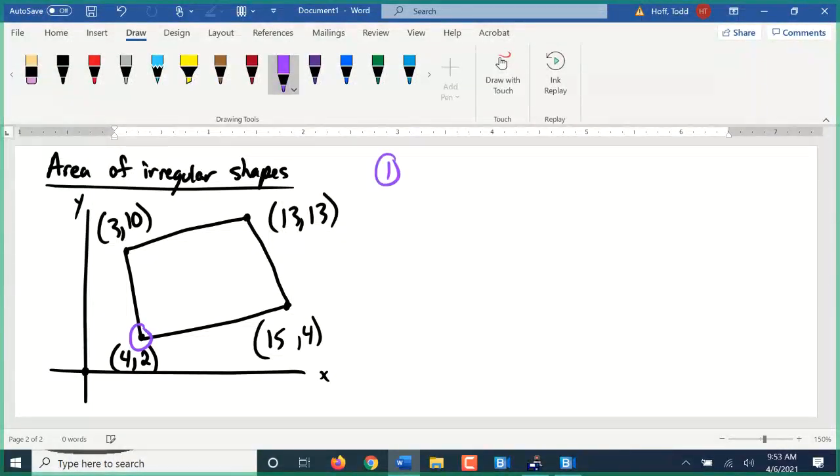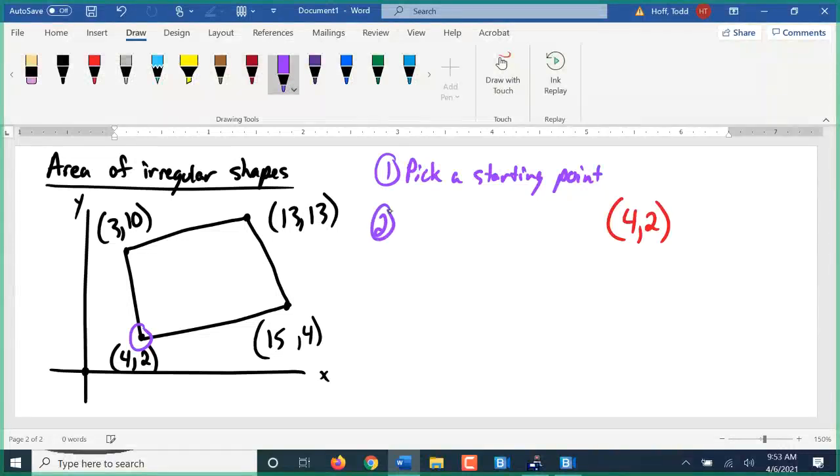So that's step 1, pick a starting point. I'm going to write that down. My starting point here is 4, 2.